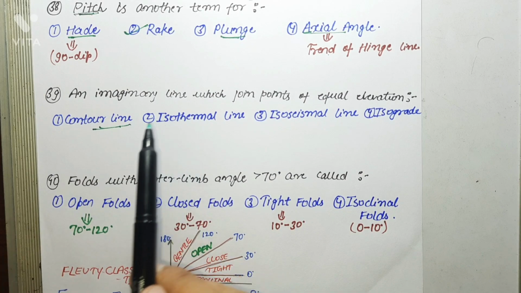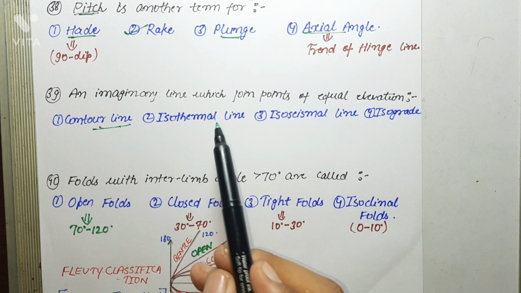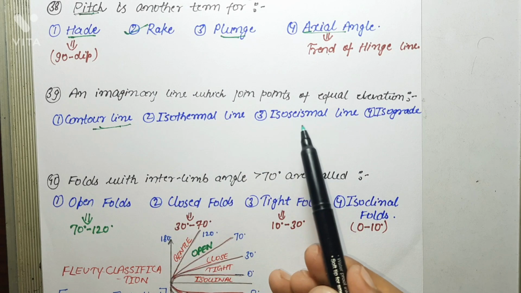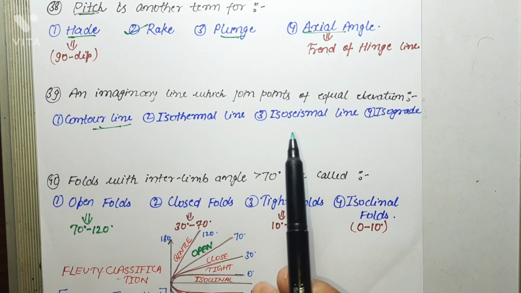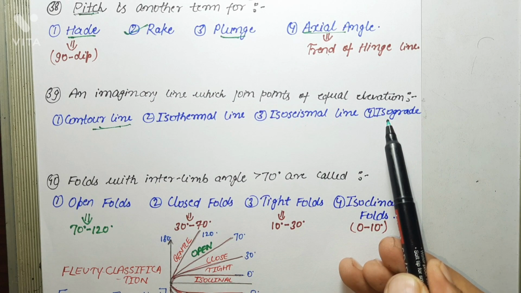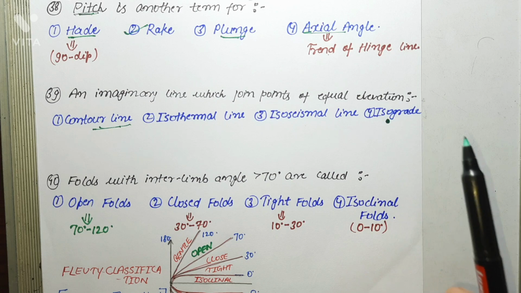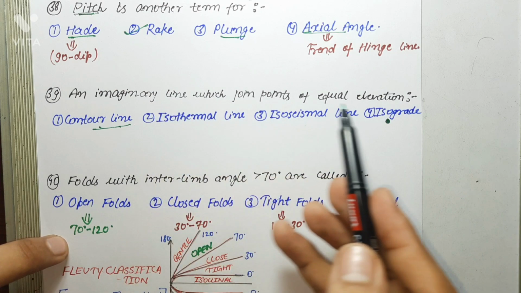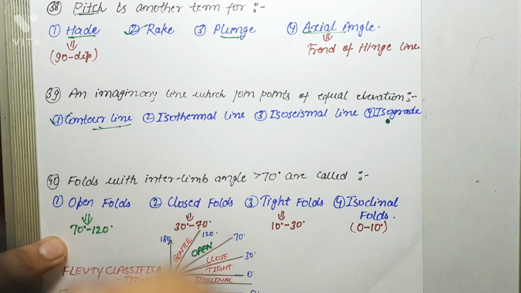Now let's see the other options also. Isothermal lines are the lines joining points of equal temperature. Isoseismal lines are the lines joining places with equal seismic intensity, and isograds are the lines joining places of constant metamorphic grade. So here, an imaginary line which joins points of equal elevation is known as contour line. The correct answer is contour line.